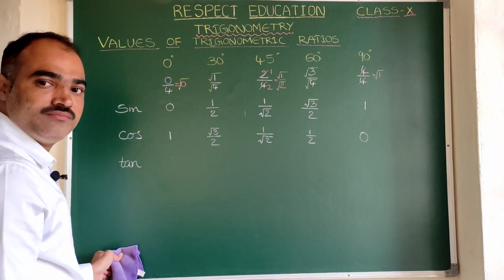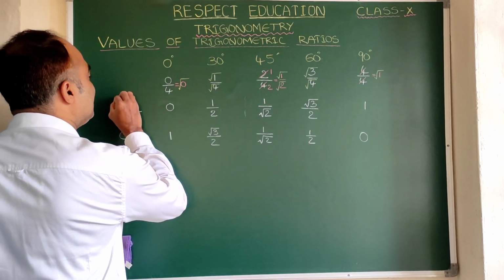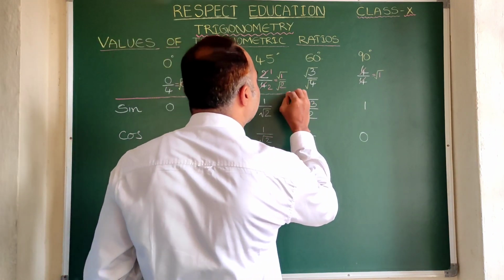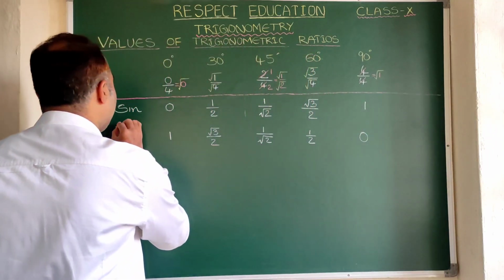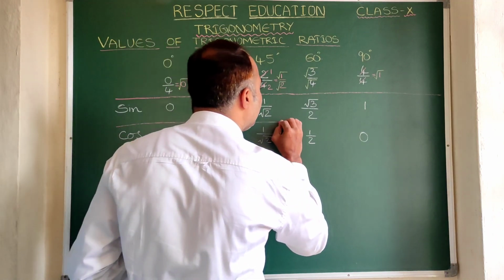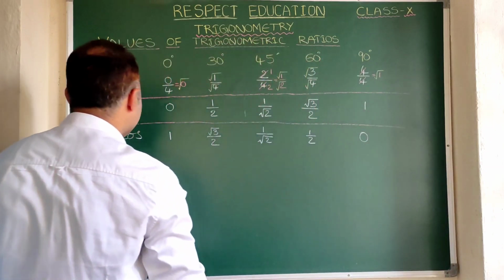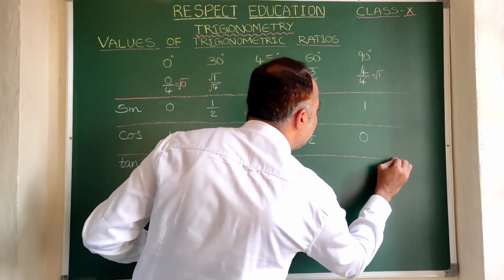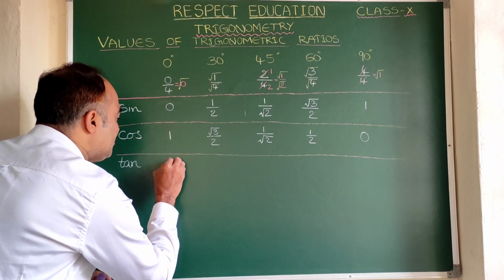Now let us write tan theta values. For writing tan theta, the simple way is that tan theta is sin theta by cos theta. Here what is the value of sin 0? 0. By cos 0? 1. So sin 0 by cos 0 means 0 by 1. What is the value of 0 by 1? 0 by 1 is 0. That's why tan 0 is 0 only.